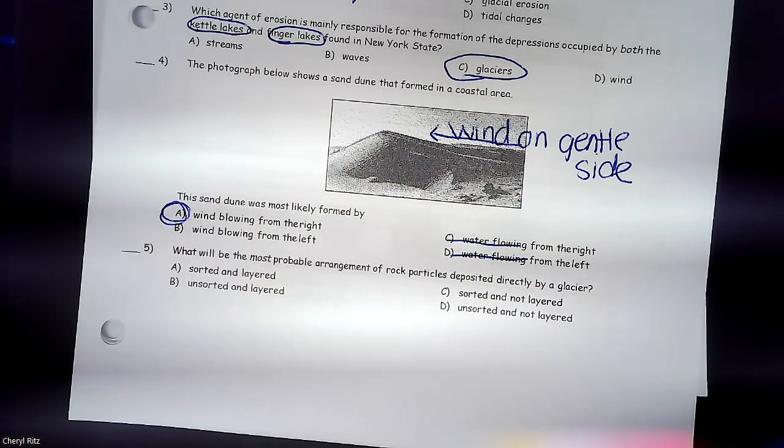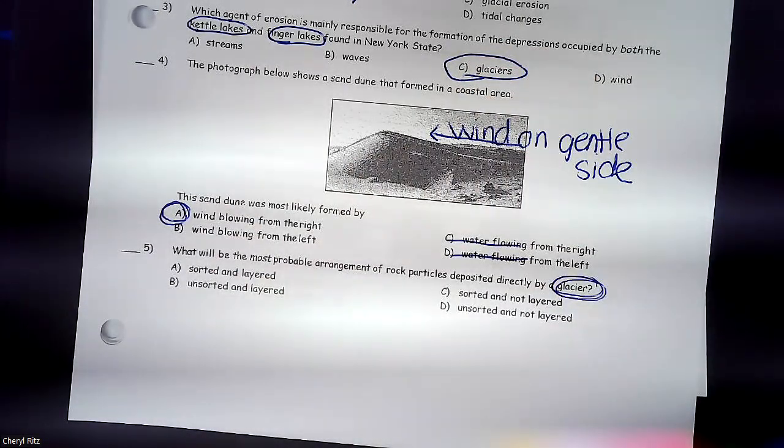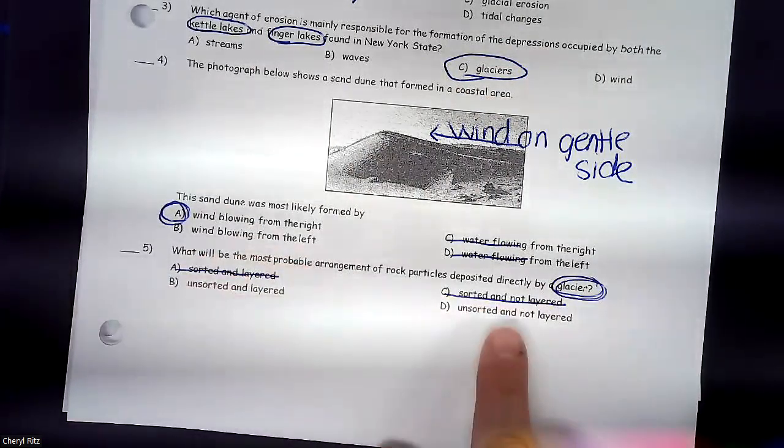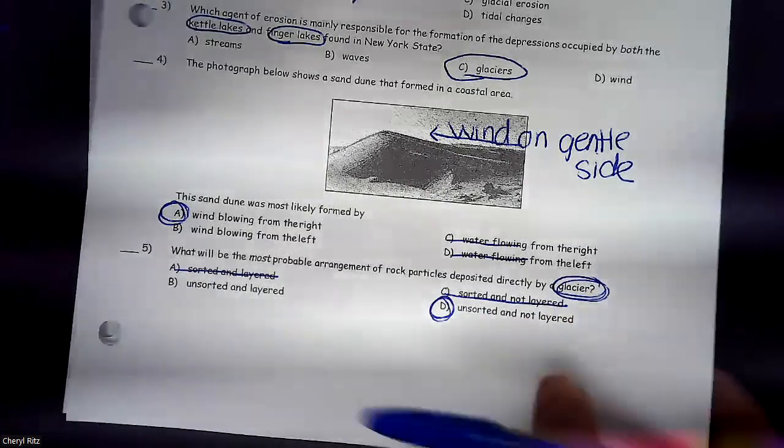And lastly, what is the most probable arrangement for rocks dropped off by glaciers? What do we know about glaciers? Layered or sorted or unsorted? Glaciers are unsorted, so we get rid of the 2 sorted. Are they unsorted and layered or unsorted and not layered? Not layered, because remember, layering is a type of sorting. If glaciers arranged them in layers, they'd be sorting them into layers. So that's not correct.